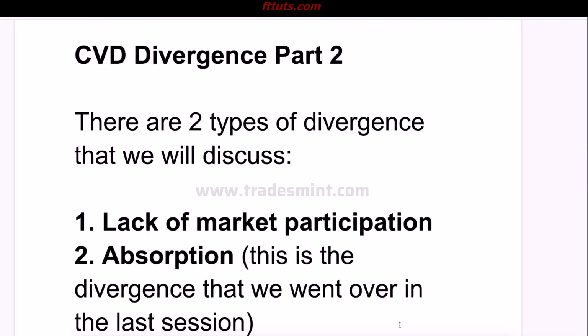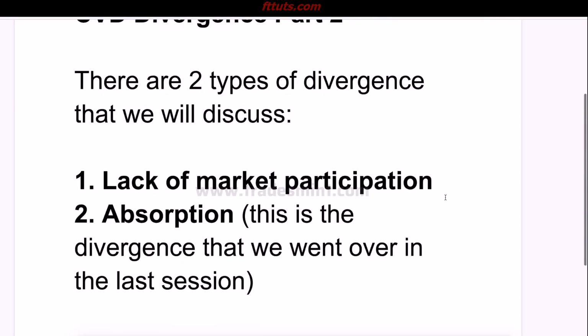All right, y'all. So now that you have a thorough understanding of trapped traders and how CVD divergences work, we're going to be going more in depth, and we're going to be talking about the two different types of CVD divergences that I personally trade. Okay, so there are two types of divergences when it comes to CVD that we will discuss today. The first one is lack of market participation. The second one is called absorption.